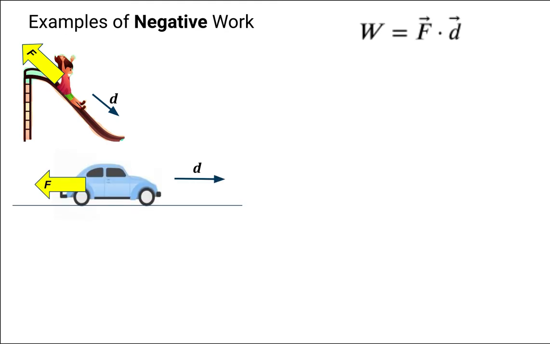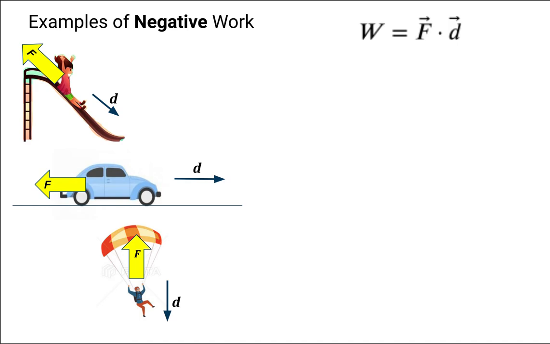If you're driving a car, there's always going to be friction that works against the system, pointing against the displacement. You're probably getting the theme here. Friction is the main way of negative work being done. It could also be air resistance.